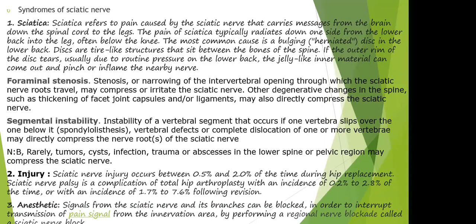nerve. We have injury. Sciatic nerve injury may occur between 0.5% and 2.0% of the time during hip replacement. Sciatic nerve palsy is a complication of total hip arthroplasty with an incidence of 0.2% to 2.8% of the time, and with an incidence of 1.7% to 7.6% following revision. Then we have anesthetic.